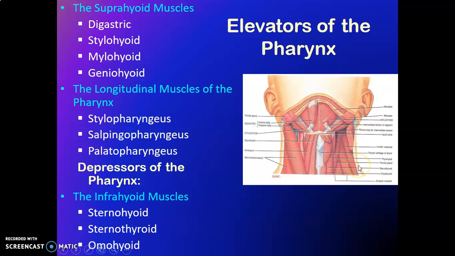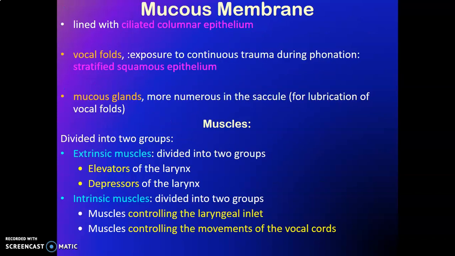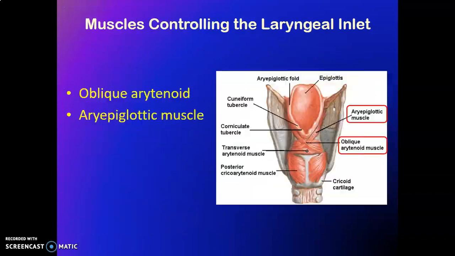So the elevators of the pharynx include suprahyoid muscles and longitudinal muscles of the pharynx, while depressors of the pharynx include infrahyoid muscles. So this portion explains the muscles that cause movement of the pharynx and the larynx, because they are attaching onto the thyroid cartilage.